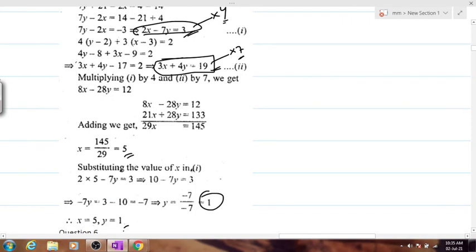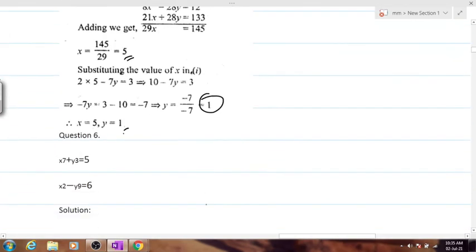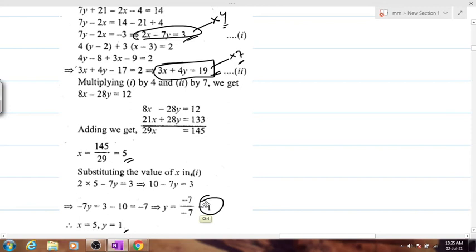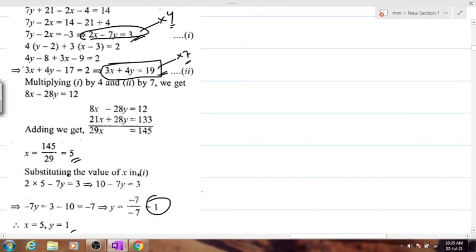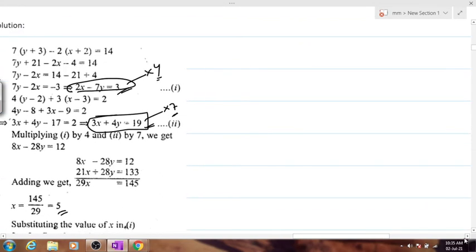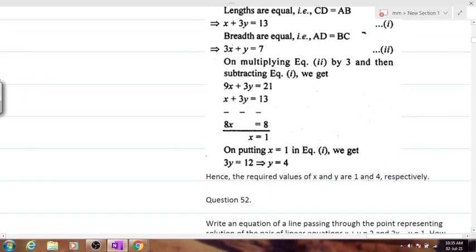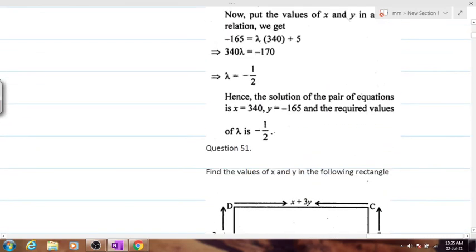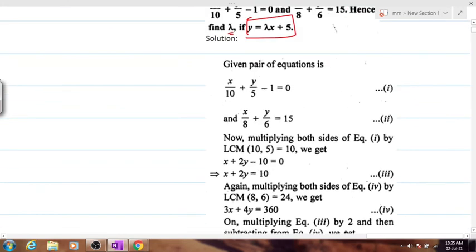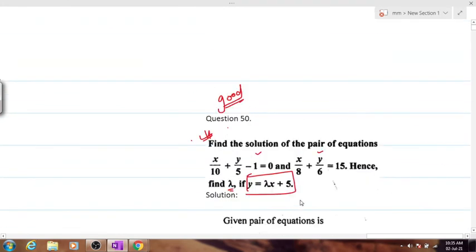Is this numerical done? Should we move on to the next type? Yes or no? Okay. We'll move on to the next type of question. It's a very different kind, unlike normal numericals. Here we have the question. Can everybody see the question properly? It's a very nice question.